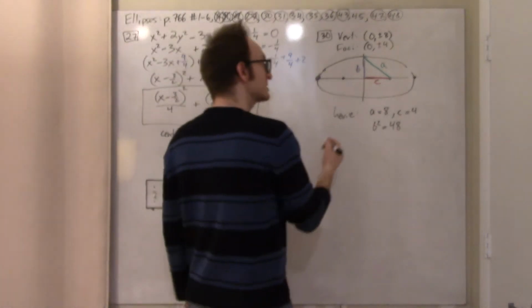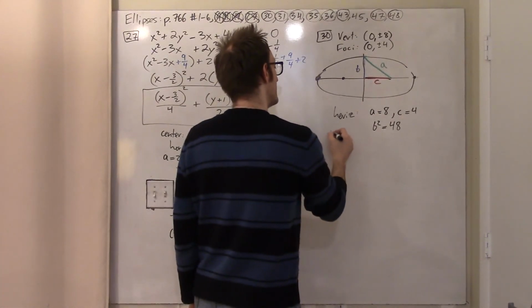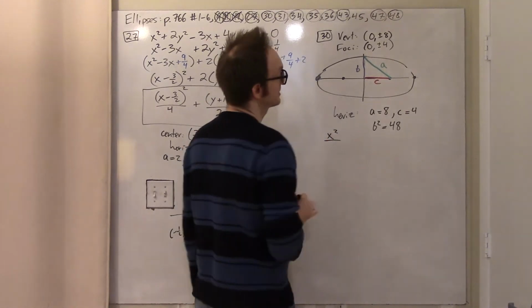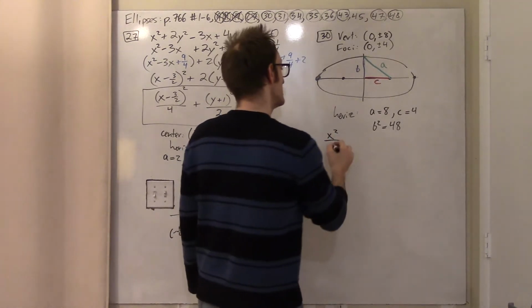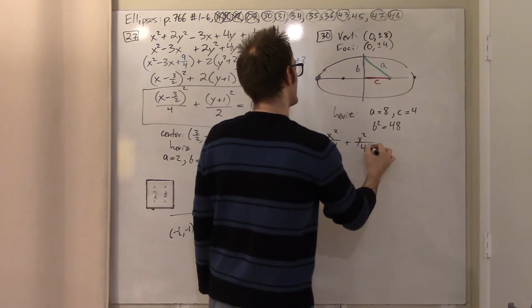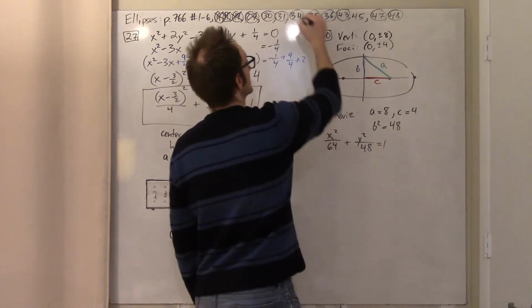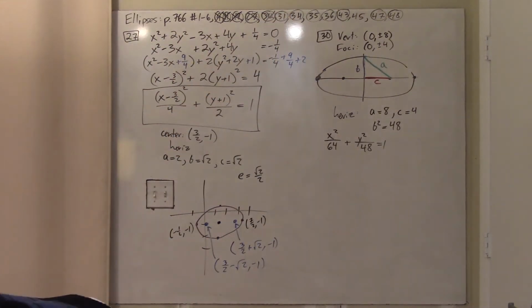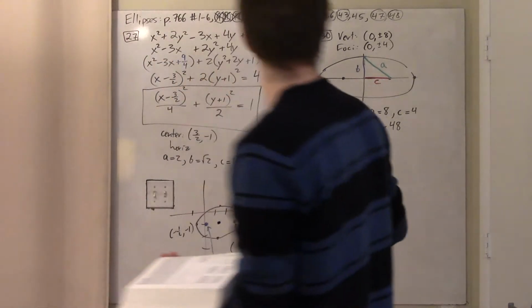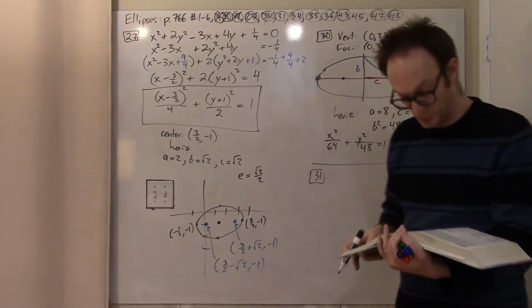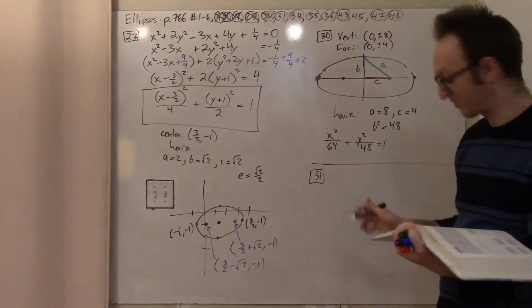Alright, so what's the equation of this thing? Well, x has been stretched out by a factor of 8, so this is going to be x squared over 64 plus y squared over 48 equals 1, and that's really all there is to that problem. Good, 31. 31 is another thinking, reading, comprehension, drawing a quick picture, figuring-out kind of problem.